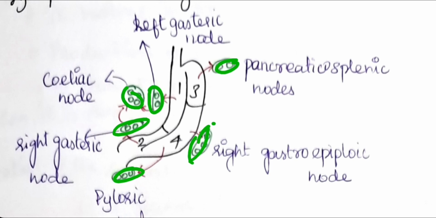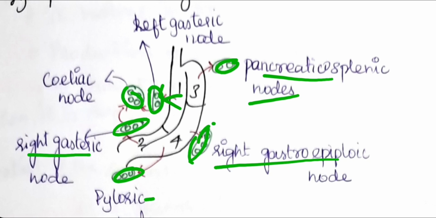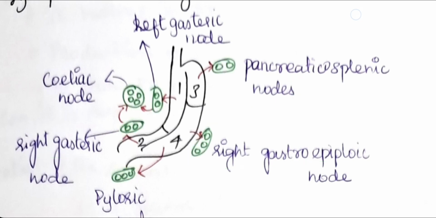Okay, so from the first part it drains into the left gastric node. From the third part it drains into the pancreaticosplenic node. From the fourth part it drains into the right gastroepiploic node and pyloric node. Whereas from the second part it drains into the right gastric node. All these nodes will finally drain into the celiac node. Okay, this is about the lymphatic drainage of the stomach.